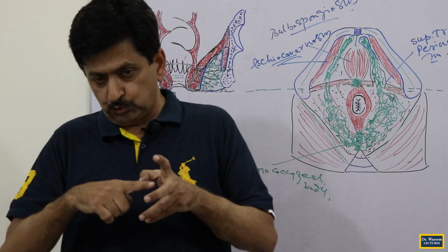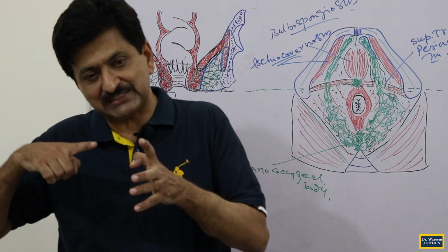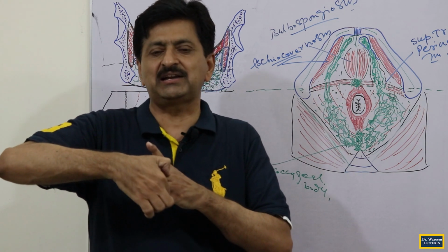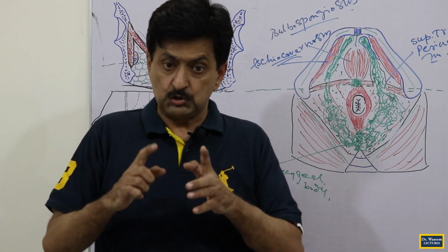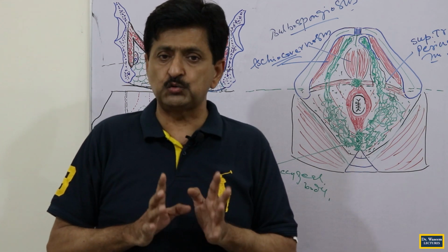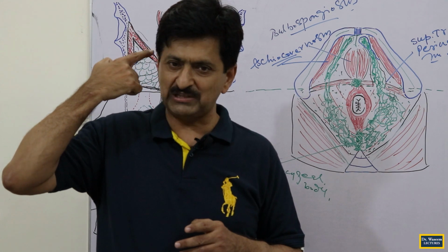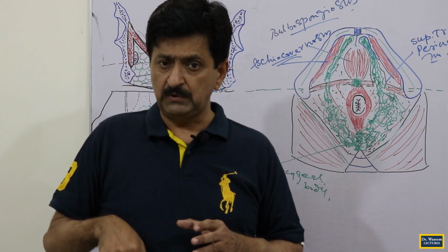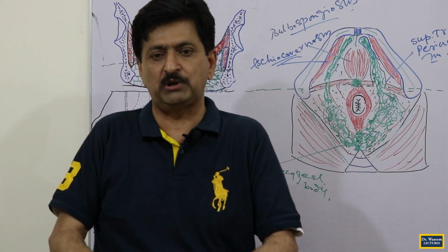The window through to the pelvic cavity proper is the greater sciatic notch, and the window into the perineum is the lesser sciatic notch or lesser sciatic foramen. So, if any blood vessel wants to go, or the arteries, you see arteries are coming from aorta, and aorta is lying above in the abdomen. If any artery wants to go into the perineum, it cannot pass through the pelvic cavity proper through the levator ani muscle to reach the perineum.